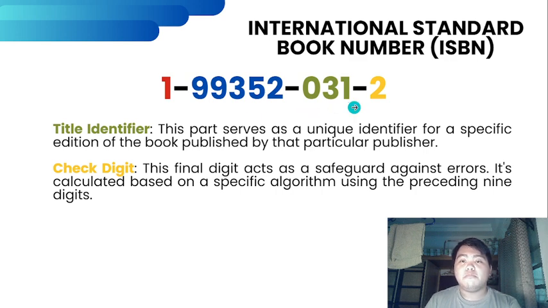And lastly, the most important is the check digit. This final digit acts as a safeguard against errors, where it can be calculated based on a specific algorithm using the preceding 9 digits. The check digit is used as a safeguard against errors to confirm its validity as an ISBN number. The check digit will be calculated in the next few minutes in this video presentation.